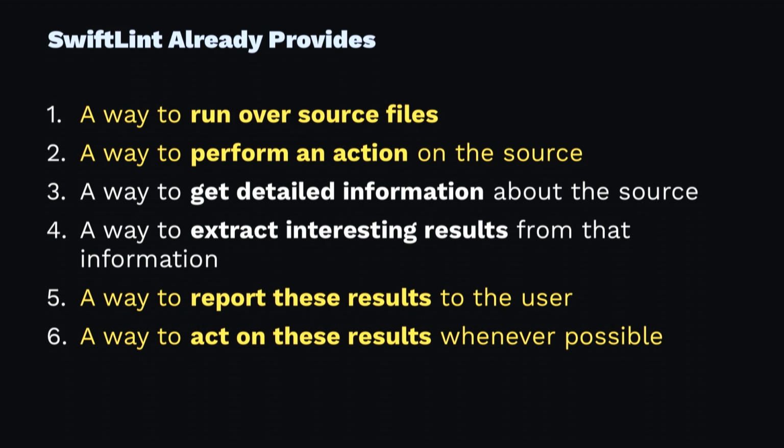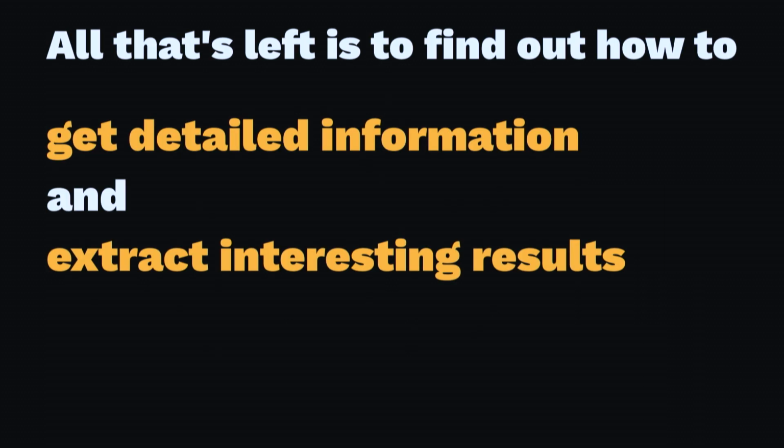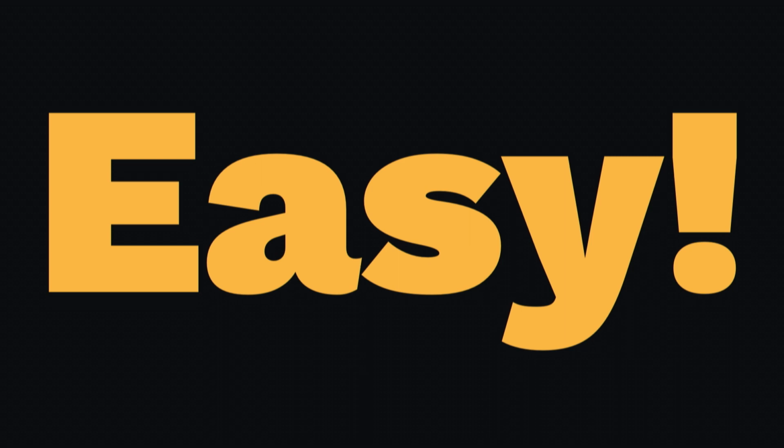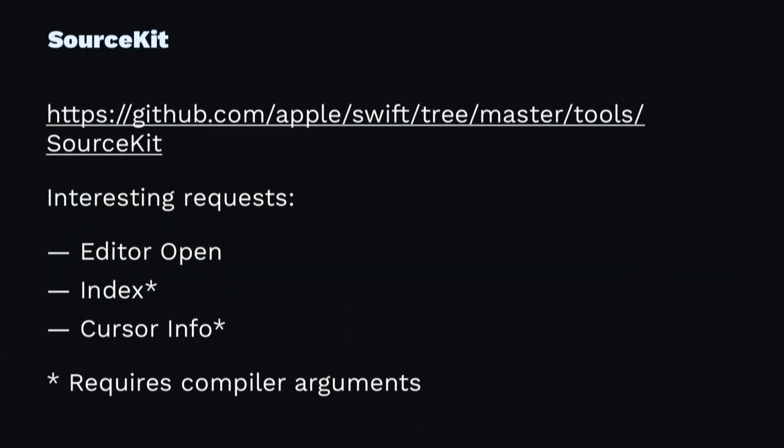But we have a way to report the results and then to act on these results because SwiftLint already does that. So all that's left to do is to figure out a way to get this detailed information and then to convert that and extract interesting results out of it. And this is where it really does take some experimentation and some thinking outside the box a little bit. So yeah, easy. Let's try and figure out how to do this.